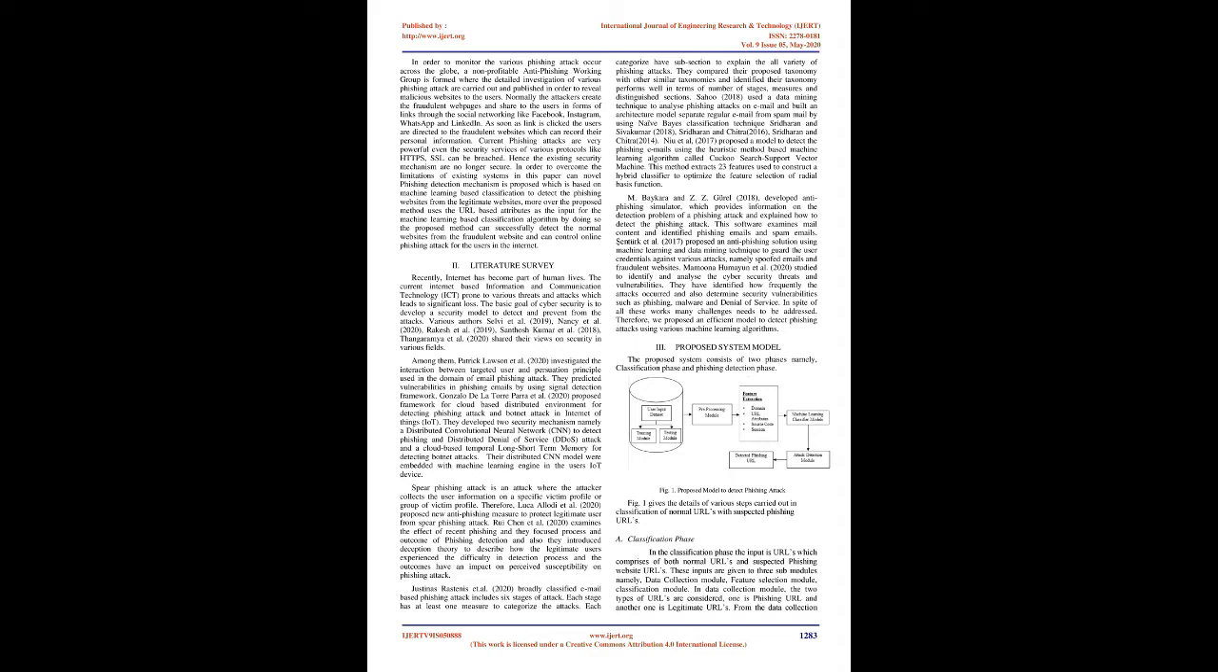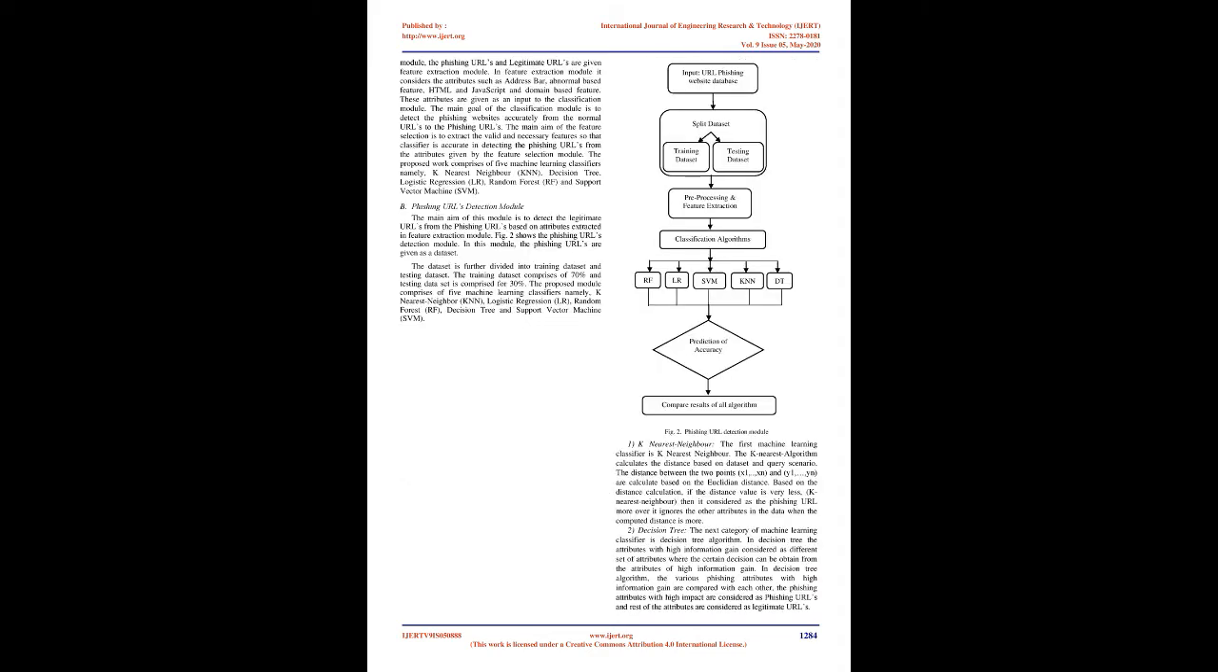Justinas Rastenis et al., 2020, broadly classified email-based phishing attacks into 6 stages of attack. Each stage has at least one measure to categorize the attacks. Each category has subsections to explain the whole variety of phishing attacks. They compared their proposed taxonomy with other similar taxonomies and identified that their taxonomy performs well in terms of number of stages, measures, and distinguished sections.